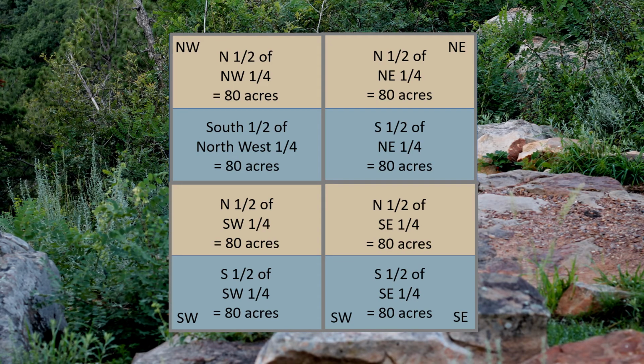Most documents abbreviate the coordinates. One of the halves is written out. It reads south half of the northwest quarter, and it's equal to 80 acres. The next section reads the north half of the northeast quarter. Pause your video and try to read through the other sections.